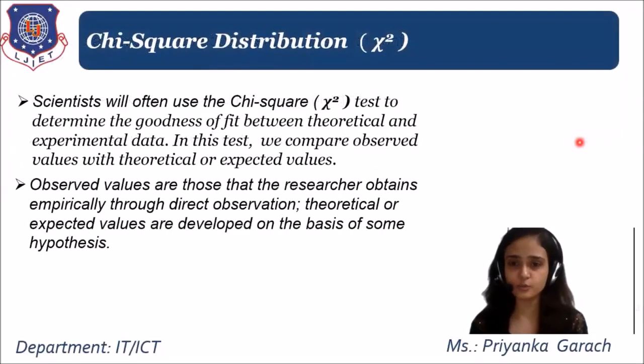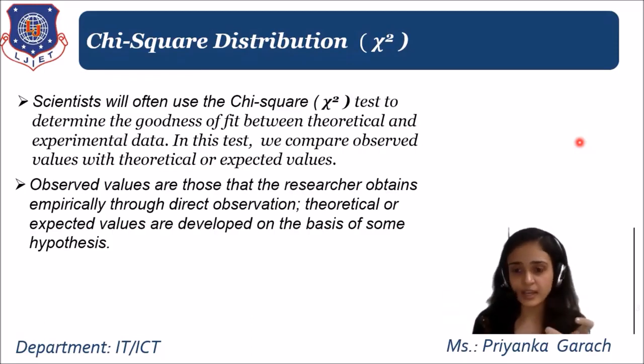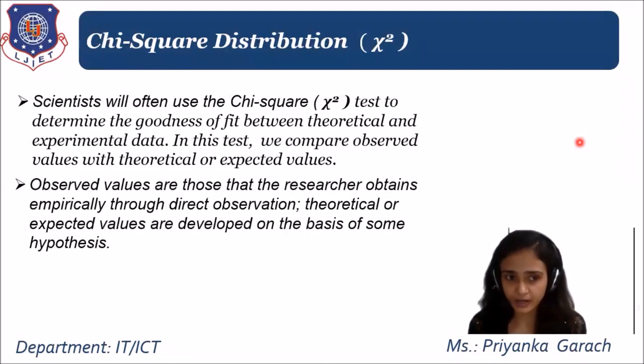So let's see the first one, the chi-square distribution. What you have to remember as the main key point is that the chi-square distribution is comparing two different values, the theoretical value, or the expected value, and the observed values. Now where do these observed values come from? The observed value comes from the practical implementation, that is from direct observations.